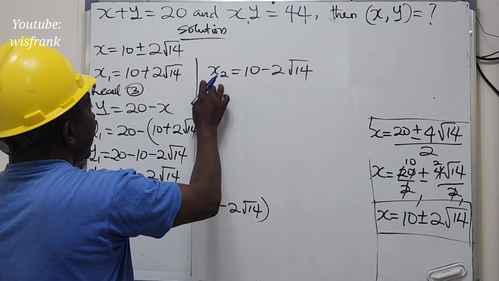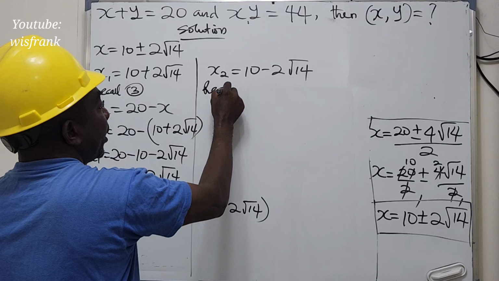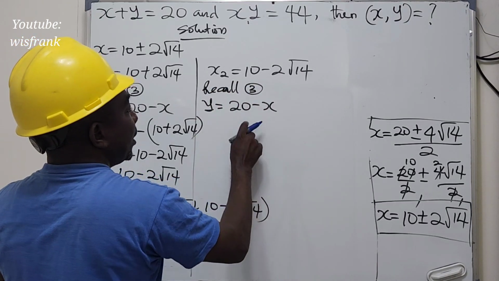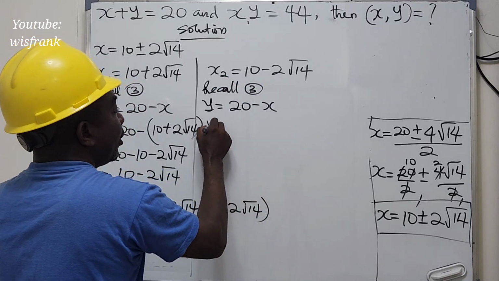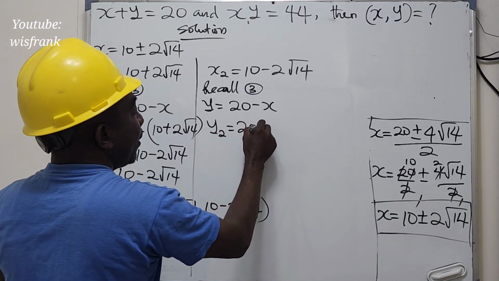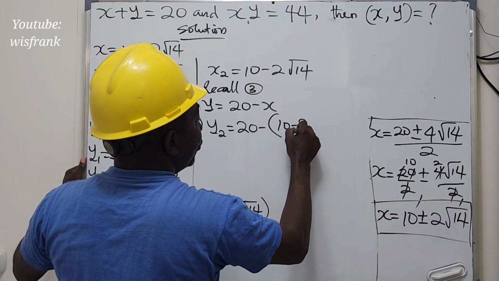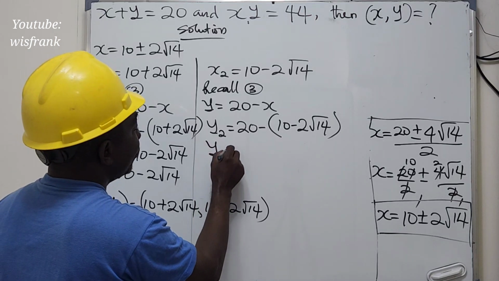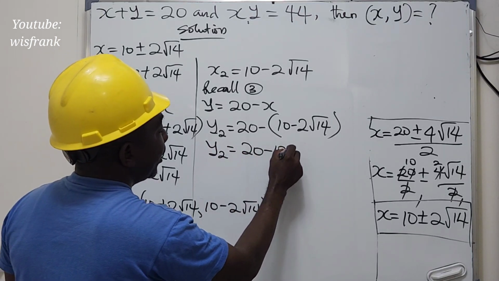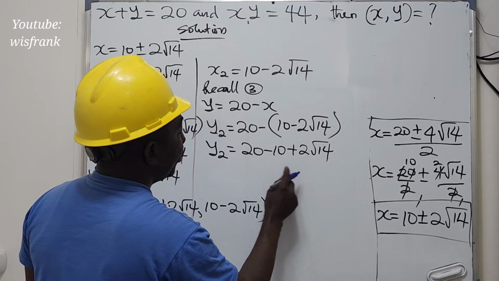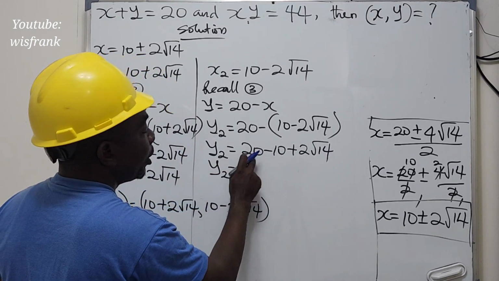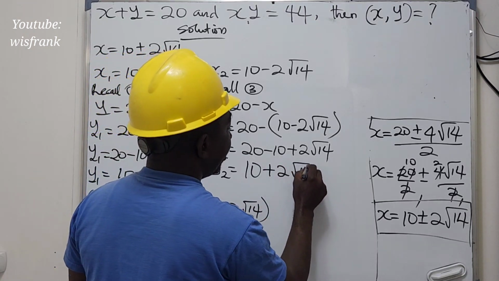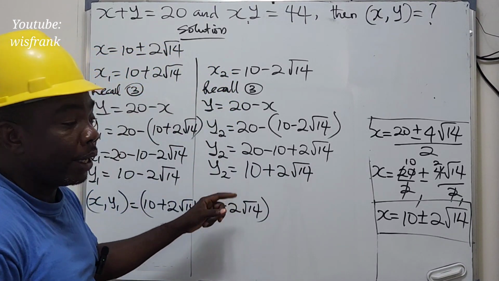Let's look at here. We also recall from equation 3 that y was 20 minus x. Substituting the value of x into here, we have y2 equal to 20 minus 10 minus 2 root 14. Opening this parenthesis, y2 equals 20 minus 10, then plus 2 root 14. So y2 will be equal to 20 minus 10, which gives us 10, then plus 2 root 14. So this is the second value of y that we have.